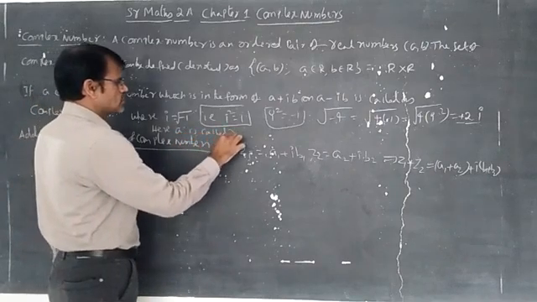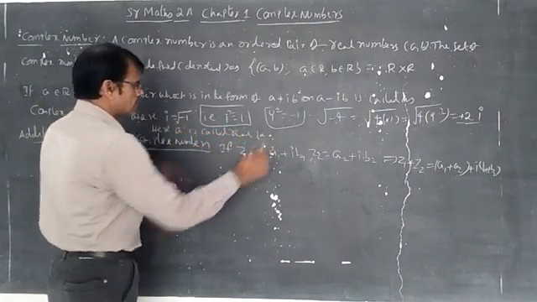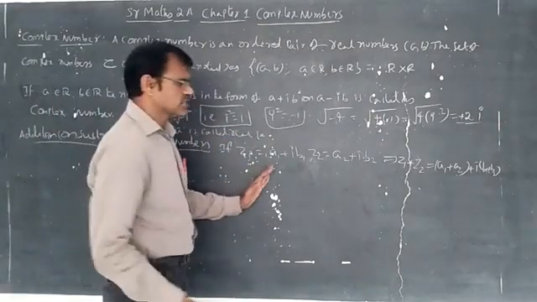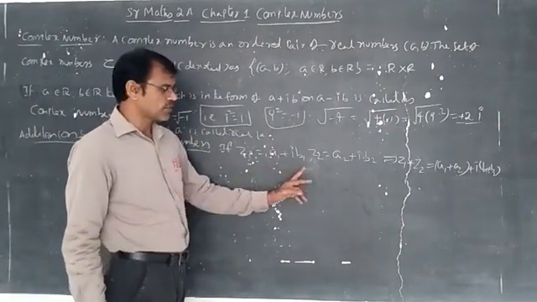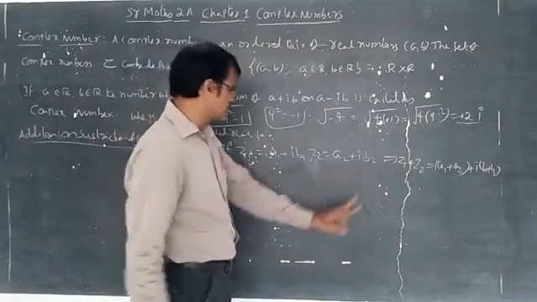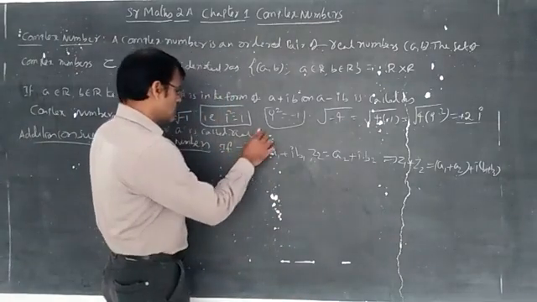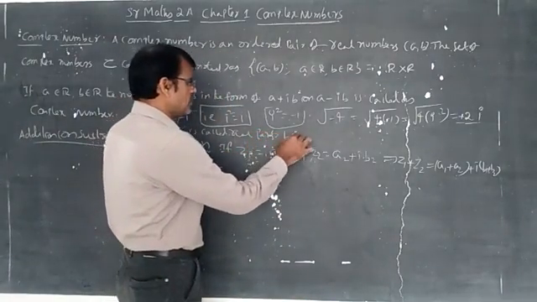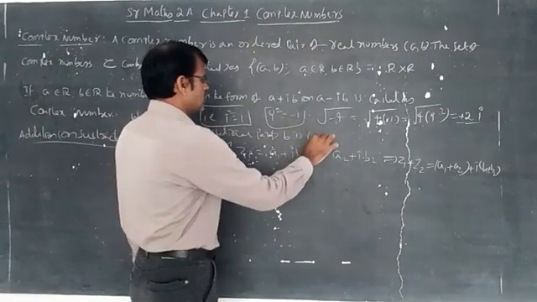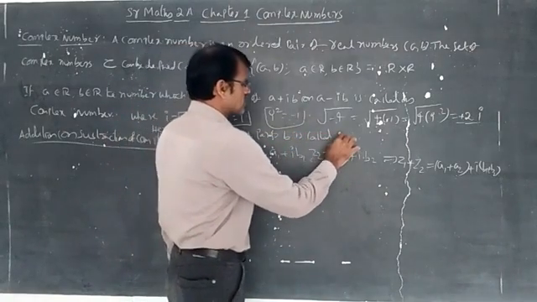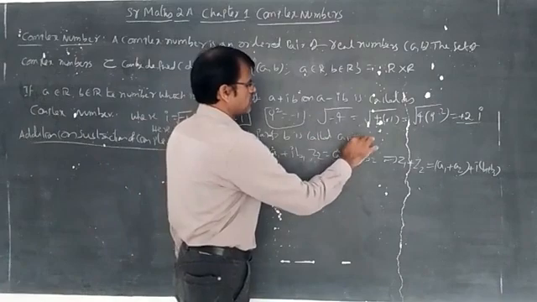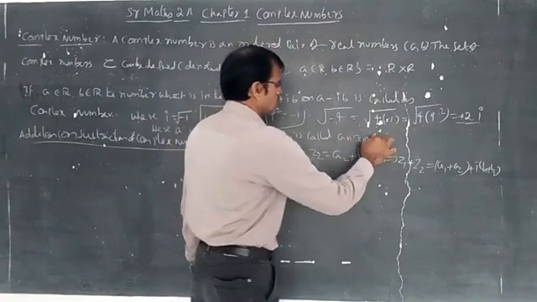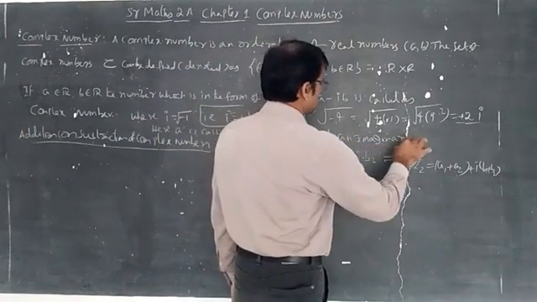Here A1 is called the real part, B1 is called the imaginary part, A2 is called the real part, and B2 is called the imaginary part. In a complex number, A is called the real part and B is called the imaginary part.